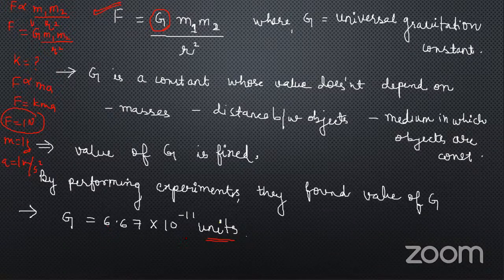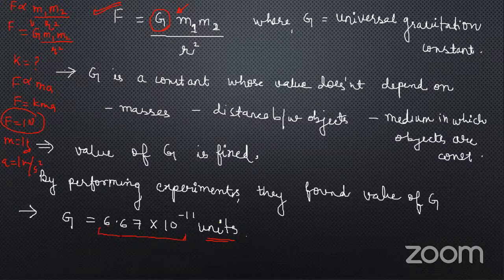But the value which came out after doing the experiments, after keeping different values of masses, keeping them at different distances, calculating the value of force, and from there calculating the value of this G, we got the value every time we kept different values of M1, M2, and R. We got the value of G as 6.67 into 10 to the power minus 11. So we came to the conclusion that the value of this constant is 6.67 into 10 to the power minus 11 units. Whatever the unit is, we are going to discuss later. But the value of G came out to be this much.